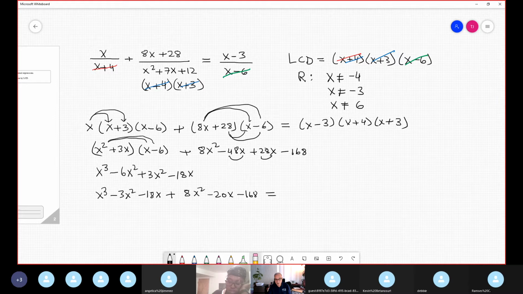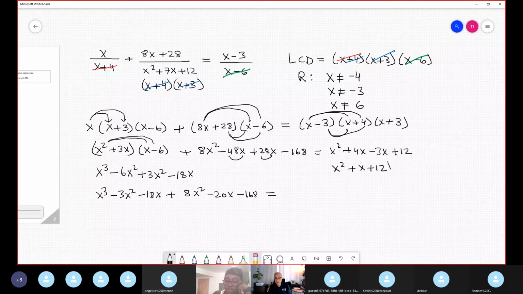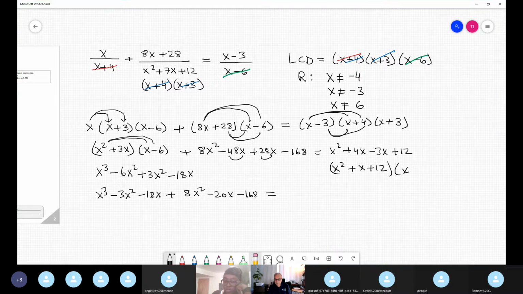The right hand side, wow, too complicated. You multiply this and this is x squared. This is 4x. This is minus 3x. And this is plus 12. One more time, we combine here, x squared plus x plus 12. Multiplication now by x plus 3. Plus 3.